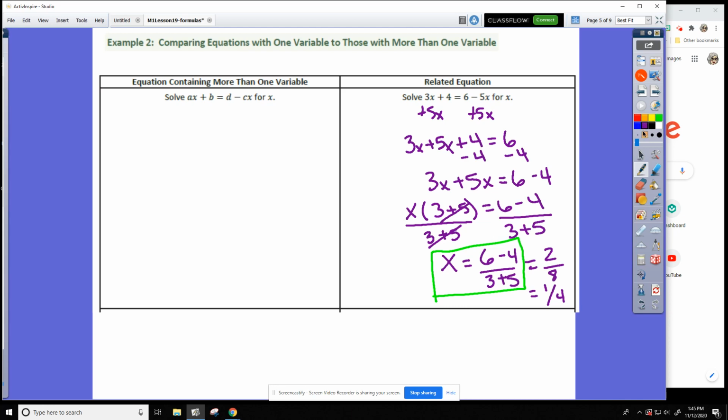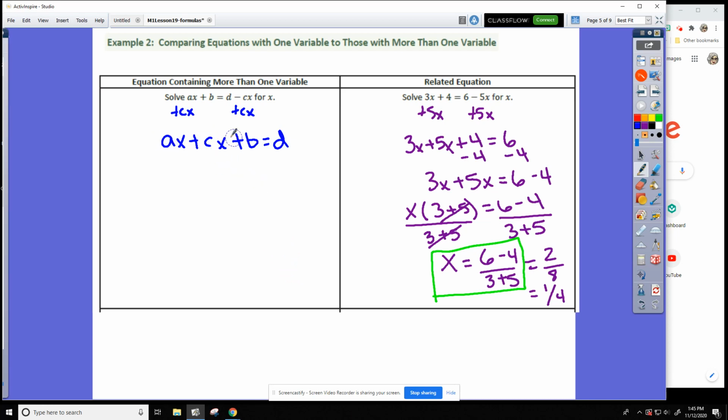So now I'm going to do the problem on this side. I'm going to make blue just because I can. I'm not going to rewrite it. I'm going to use this. So in your notes, you need to write it. So since this is a negative, I'm going to add CX, and I'm going to have AX plus CX plus B equals D.